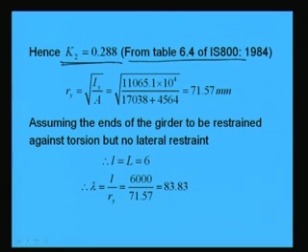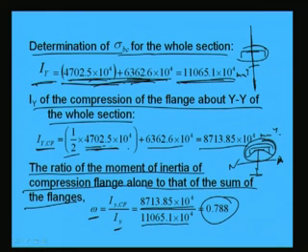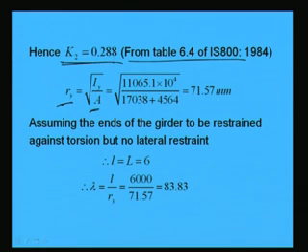Now, the value of K2 against this omega can be found from Table 6.4, which is given as 0.288. So, this has been given. Now, Ry we can find out. Ry is Iy by A, and Iy and A are already calculated. Iy was calculated from this formula, 11065.1 into 10 to the 4.